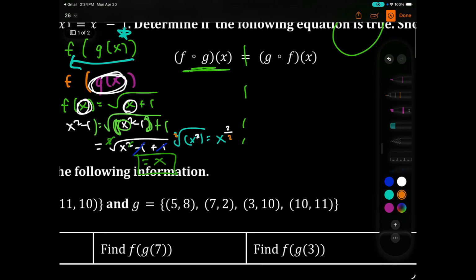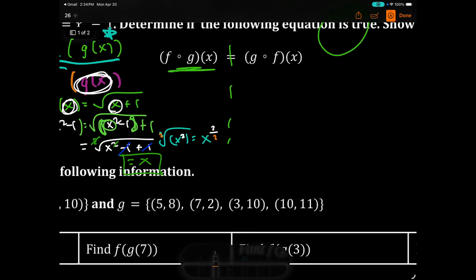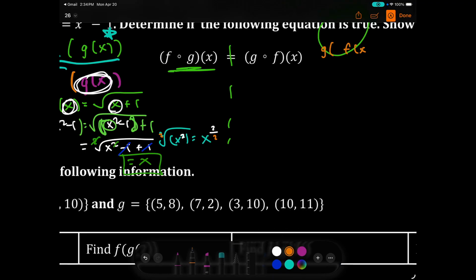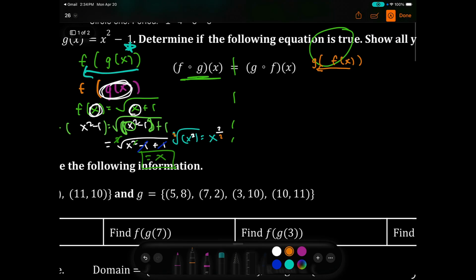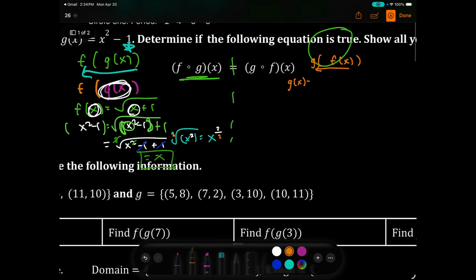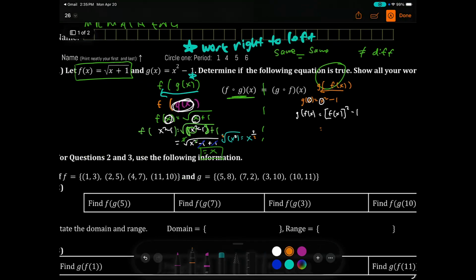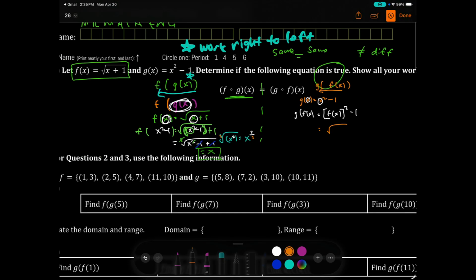Okay, let's work on this side. This one is saying that the f of x value is going to go inside the g. So I'm going to write out g. And now what I'm saying is that every x value is now going to become the f of x value. And then the f of x value is square root of x plus 1.